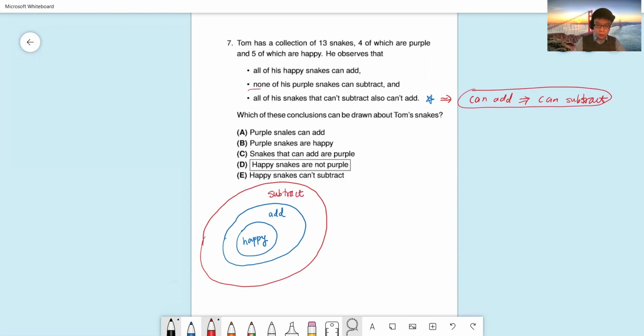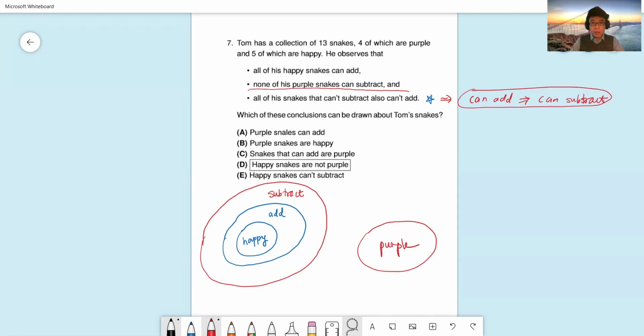And then we look at the second statement. None of his purple snakes can subtract. So the purple snakes should not be included in this group. So this group is some snakes but not purple snakes, because none of his purple snakes can subtract.